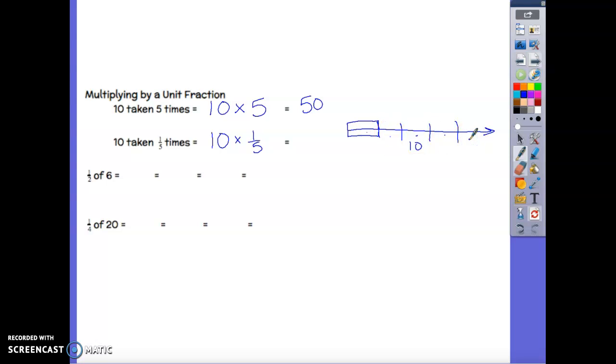So when you multiply by a unit fraction, it's the same thing as dividing by the denominator. Now, this only works if it's a unit fraction, okay? So 10 divided by 5 is 2.